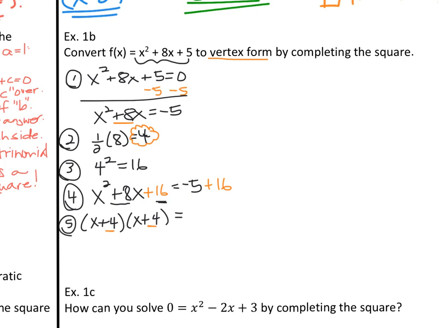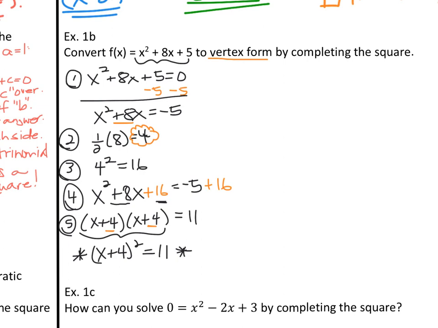On the right, negative 5 plus 16 is positive 11. Now remember, we're supposed to write the 2 parentheses as a perfect square. X plus 4 squared is equal to 11. So this is completing the square. We're done with that part of the process.